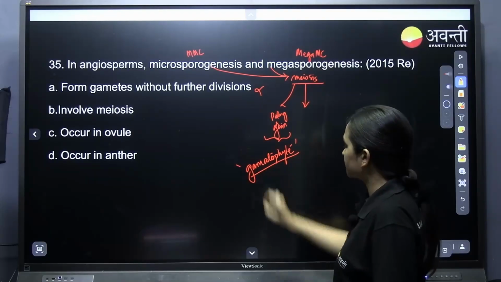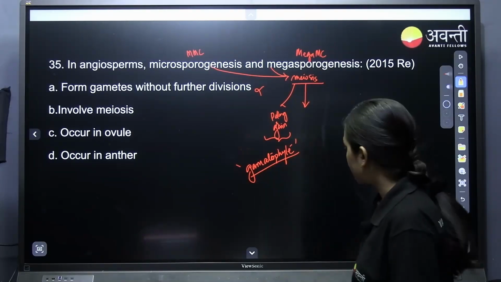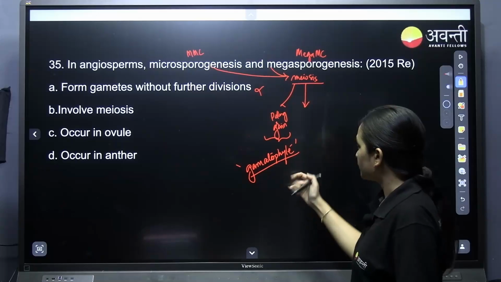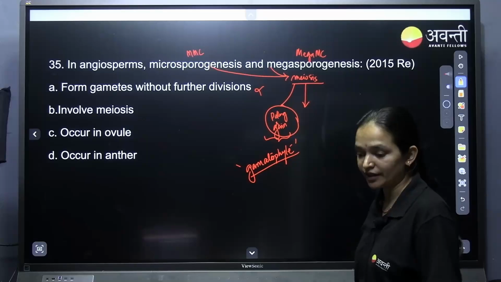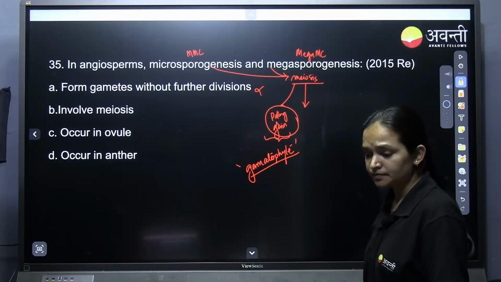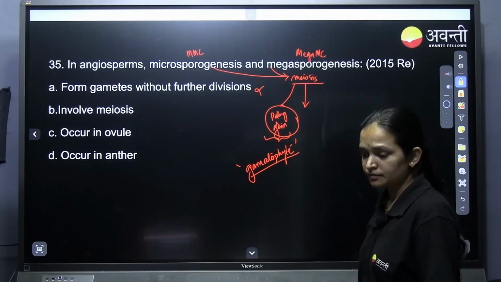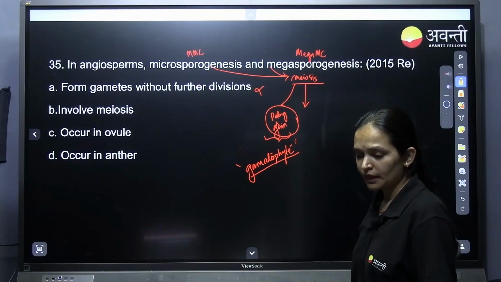Underline that, it is given in the textbook. It can become a question as well. Pollen grain is not a male gamete. Pollen grain is a male gametophyte. What is male gamete now? Male gamete.